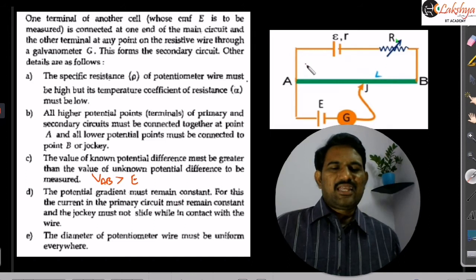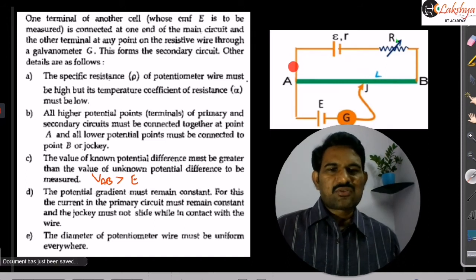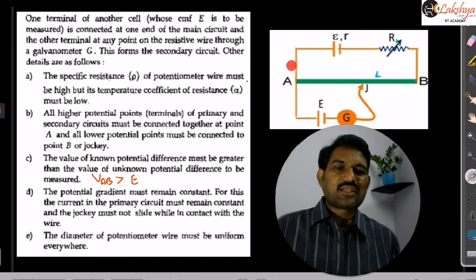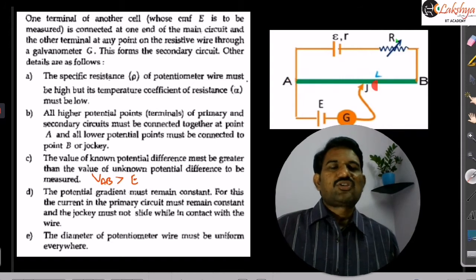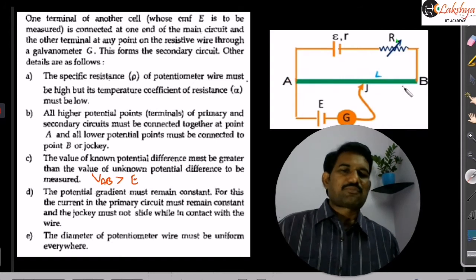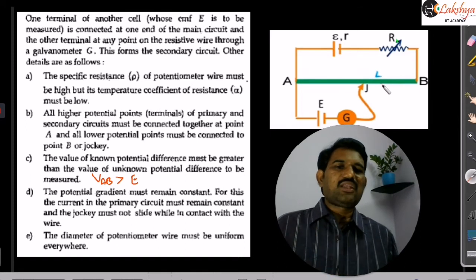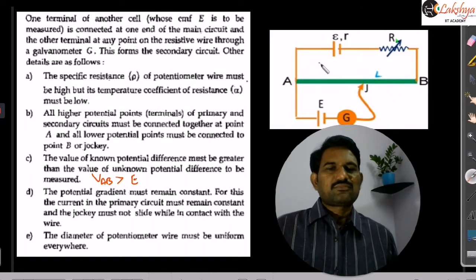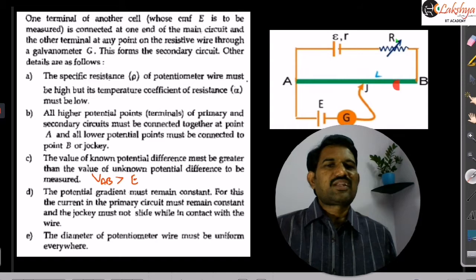So we will now define potential gradient, which we defined previously as the potential difference per unit length of the rheostat. That potential difference must be constant throughout the experiment. So throughout the experiment, we should maintain a constant potential difference, and that is possible when a constant current is flowing through this primary circuit here.